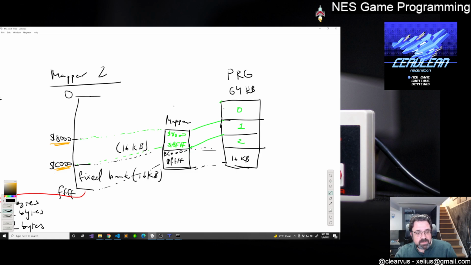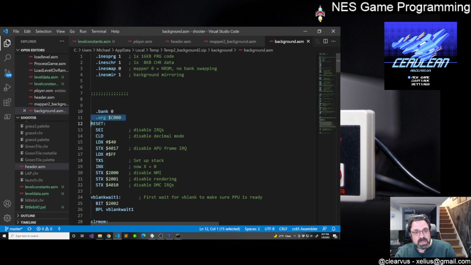So where does that become a little bit tricky? Well, it becomes tricky because there are a couple of things. The header defines how many 16K prog banks you have, or chunks of prog data.